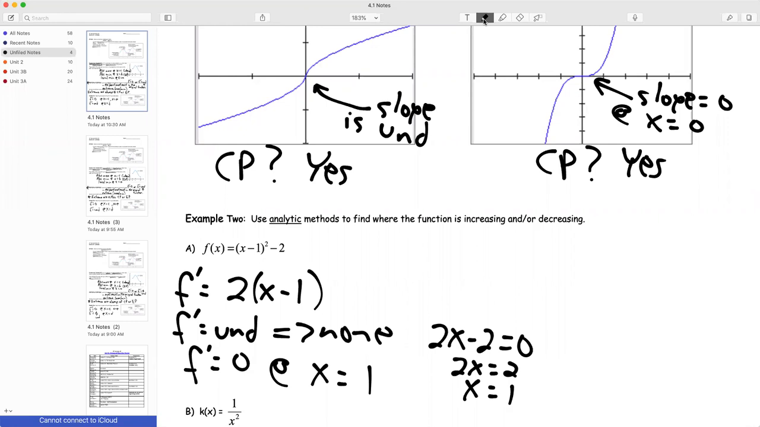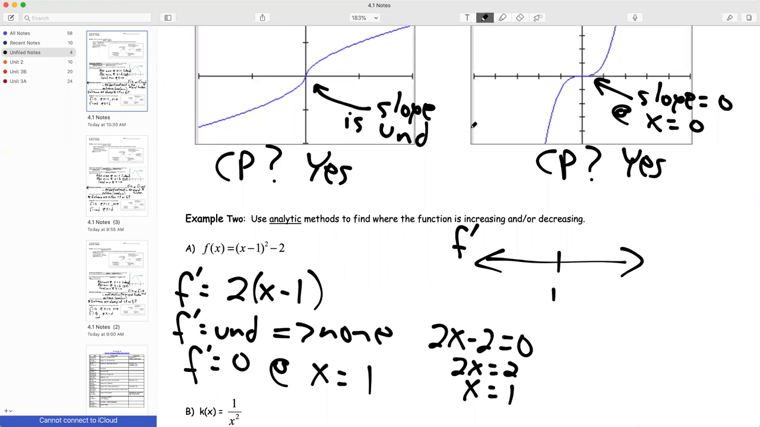So I'm going to use pre-calculus, my sign charts, right? Where have you gone? Pre-cal. We're going to do a sign chart. Do we remember sign charts? Well, they're not too bad. You just need to know that we are plugging into the derivative because the derivative shows the slope and the slope shows whether it is increasing or decreasing.